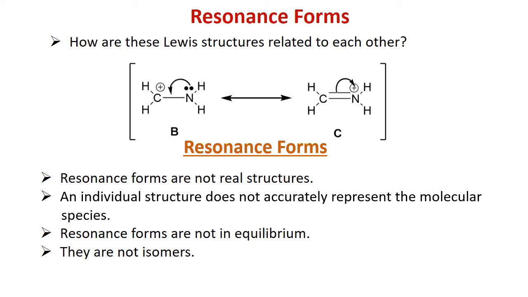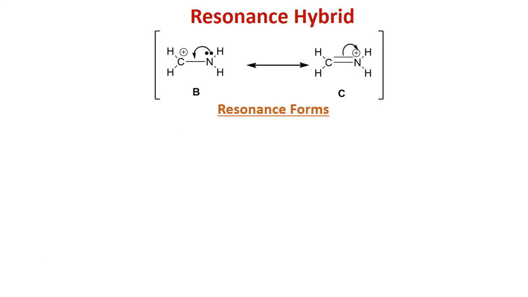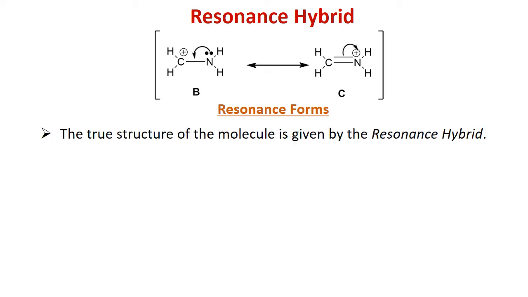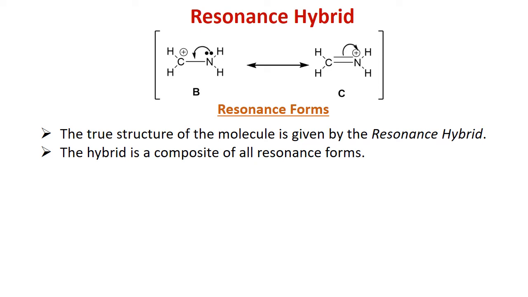Resonance forms are not isomers, as we saw in the case of structures A and B, as well as A and C earlier. Isomers differ in the arrangement of both electrons and atoms. There is a difference in connectivity within the molecule. Resonance forms, in a sense, are different ways to represent the same molecule. This raises an important question. Which of these structures is an accurate representation of this molecule then? The answer is neither. The true structure is a composite of both resonance forms and is called a resonance hybrid. The hybrid includes characteristics from all of its contributing resonance forms.